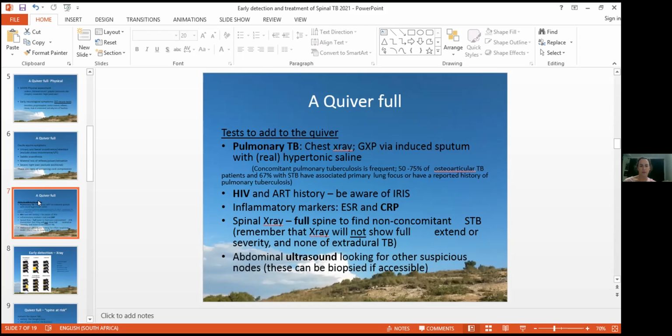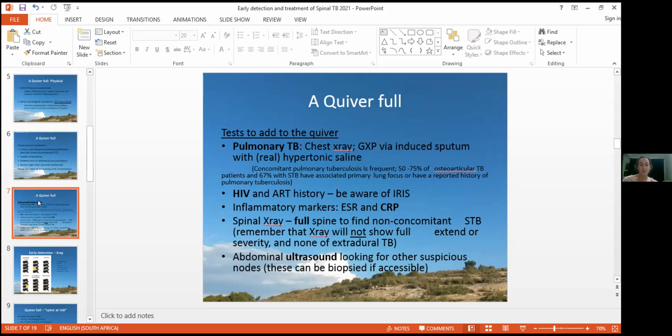And then ESR and CRP have been mentioned. And then the spinal x-ray: a lot of people who are involved in spinal research and TB spine talk about taking the full spinal x-ray. Don't just stay at the one level, rather x-ray the whole spine when you've got them in there, so that you can see non-concomitant TB spine, that's not at consecutive levels, but jumps. They call them skip lesions as well. Those are actually common. Not very common, but they can be common in certain cases.